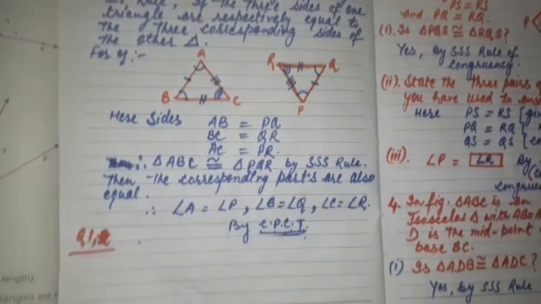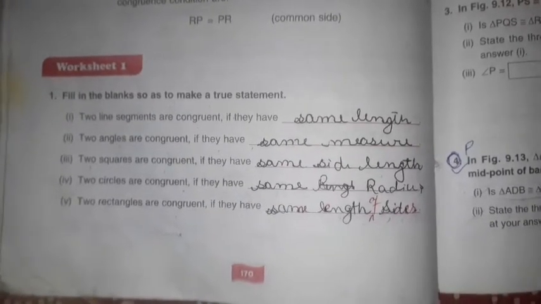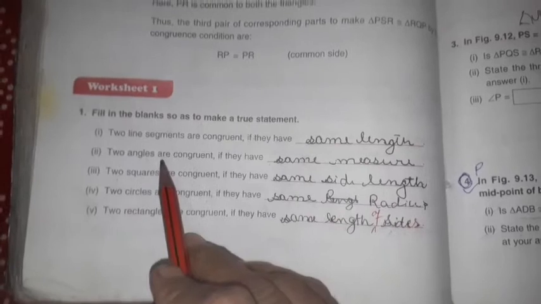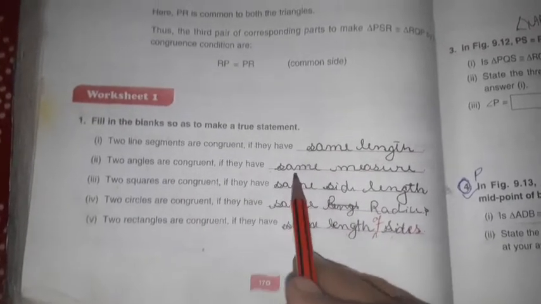Now the exercise question we are doing. Worksheet 1 is related to fill in the blanks. In this question it is given: fill in the blanks so as to make a true statement. The first is, two line segments are congruent if they have the same length. Two angles are congruent if they have the same degree measure.